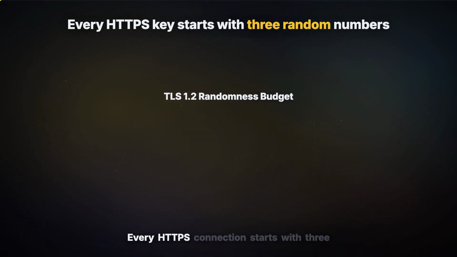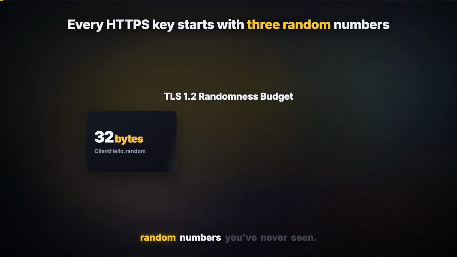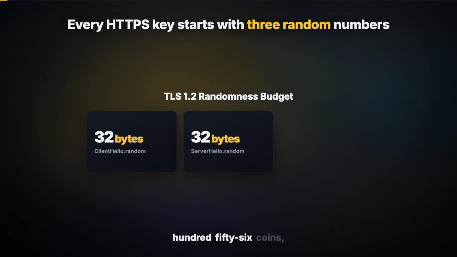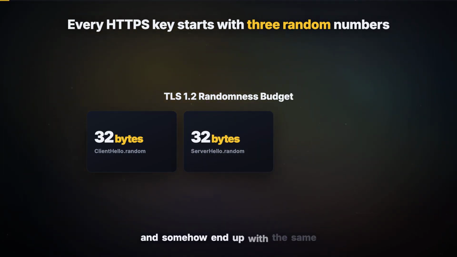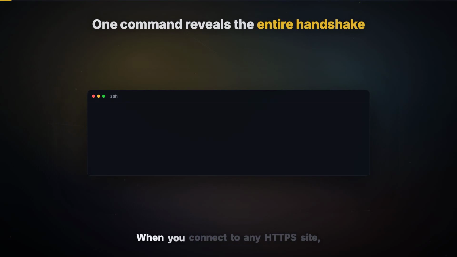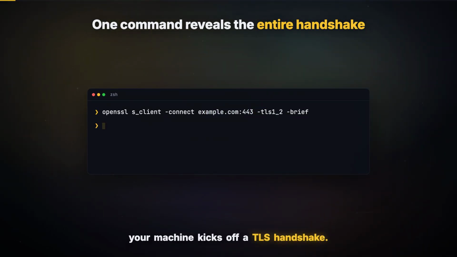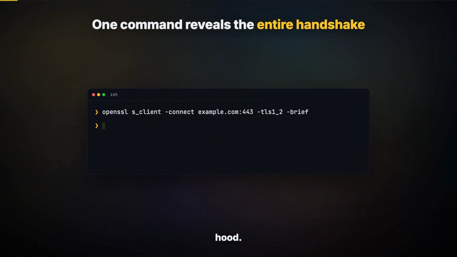Every HTTPS connection starts with three random numbers you've never seen. Your browser and the server each flip 256 coins and somehow end up with the same encryption key. When you connect to any HTTPS site, your machine kicks off a TLS handshake. Here's what that looks like under the hood.